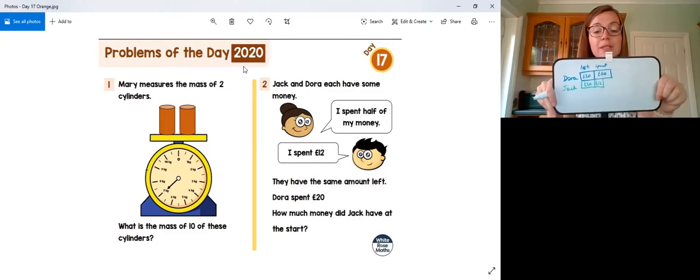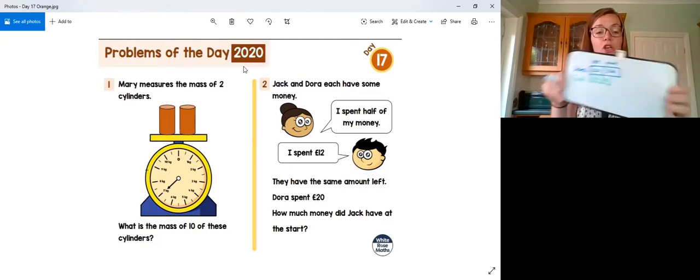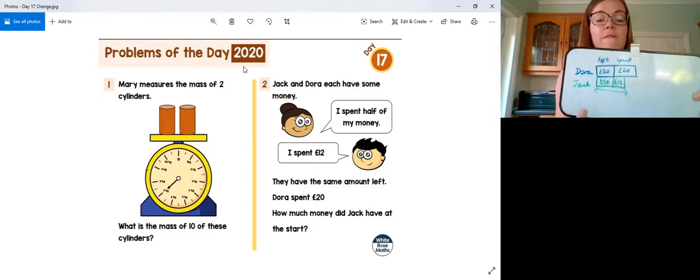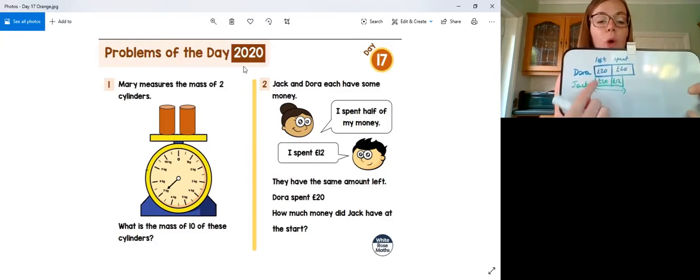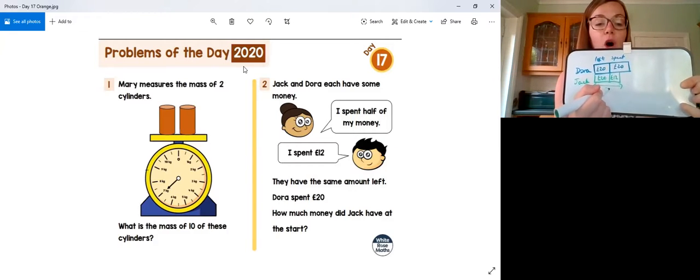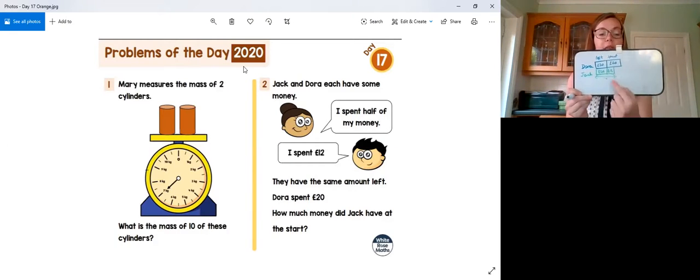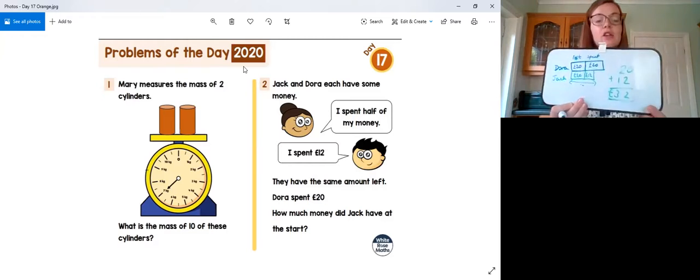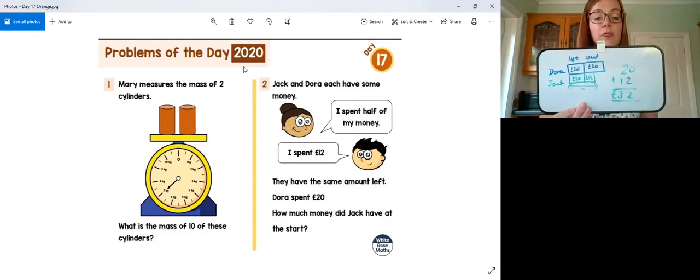Now, lastly, we were asked how much money did Jack have at the start? So what we want is the amount of Jack's full bar. So one part is 20 and one part is 12. What is the whole? To get the whole, we add the two parts. So we do 20 plus 12. And I've used column addition there to work out that Jack started with £32.